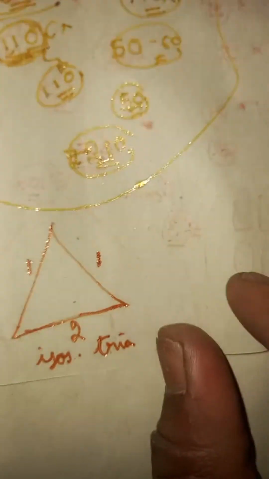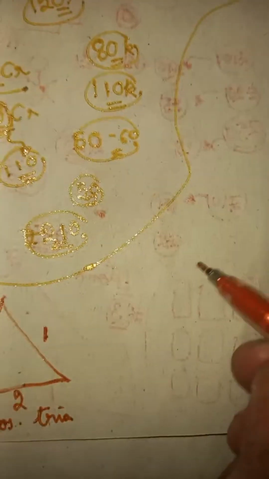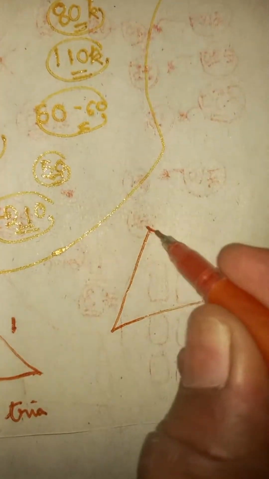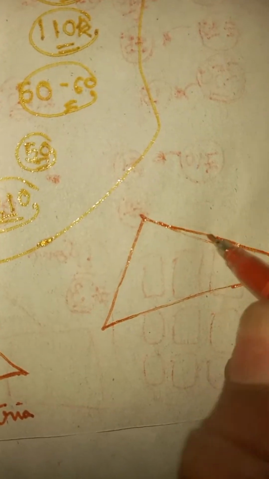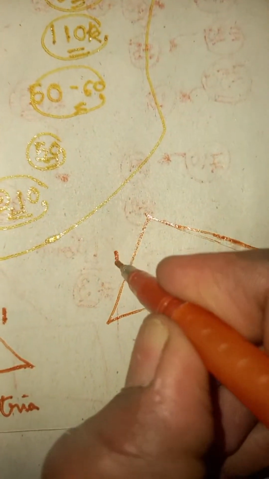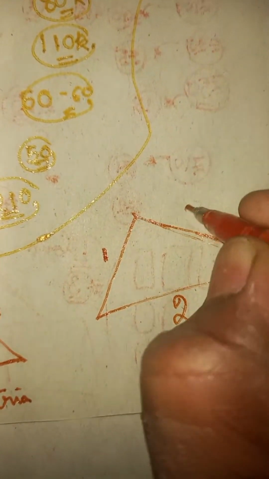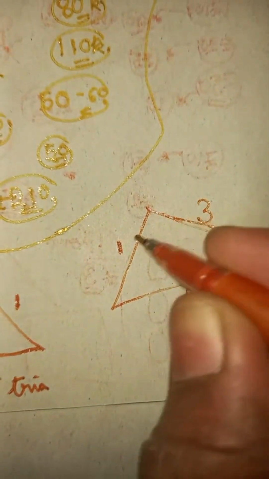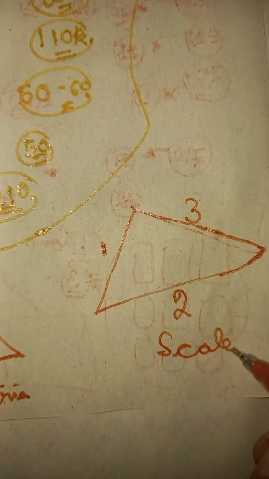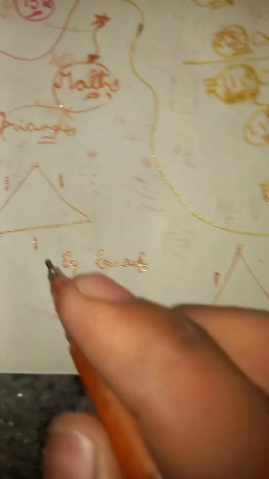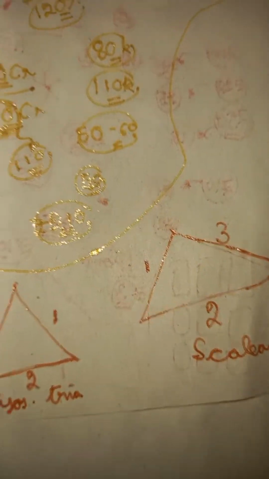And another type of triangle, where all three sides are different, is known as a scalene triangle. In this triangle, all three sides are different. Here the side lengths are 1 unit, 2 units and 3 units. All different sides. This is known as a scalene triangle. And in this one, I am going to tell how to do different problems which can arise in triangles.